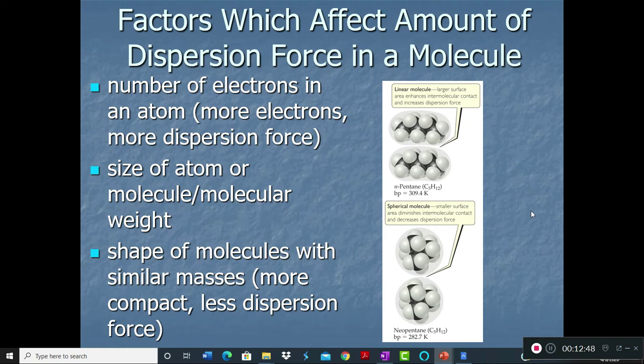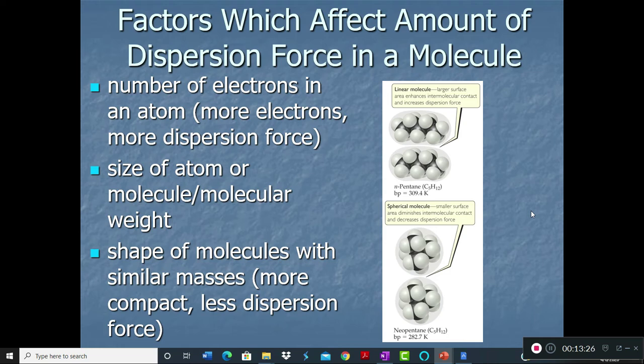The size of the atom. Now, they say size of the atom is kind of a misconception. As the atom gets larger, there are more electrons, and the more electrons there are, the more polarizable the atom is. There's also talk about the shape. If the shape is really compact, then there are going to be fewer dispersion forces because you're not going to be able to distribute those electrons very evenly. I mentioned hydrocarbons earlier. Methane gas is a hydrocarbon. It's a gas at room temperature.